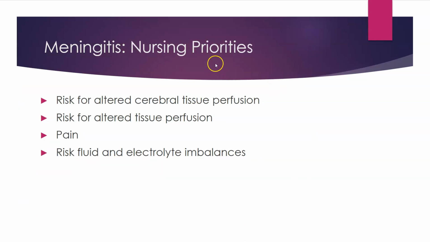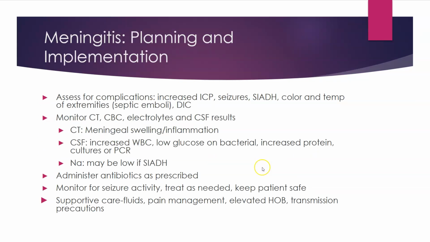So nursing priorities with this: risk for altered cerebral tissue perfusion, pain, and fluid and electrolyte imbalances. So implementation and practice, what are we going to do with this? We're going to look for complications, watch that ICP, see if that goes up or down, look for seizures. Can have secondary SIADH with this. Watch for color and temperature of extremities. Unfortunately, they can get septic with this. So with that, we're looking for that petechiae turning into purpura. We can look for splinter hemorrhages, which are those little bruises underneath the fingernails, or big signs of DIC, unfortunately.